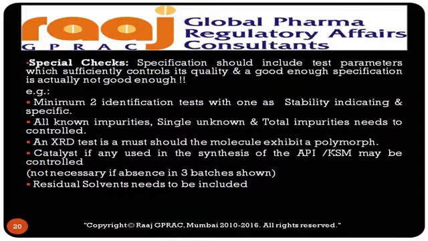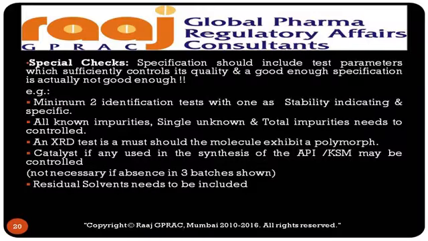Specification should include test parameters which sufficiently control its quality, and a good enough specification is actually not good enough. For example, a minimum of 2 identification tests, with one being stability indicating and specific. So, you have to include 2 identification tests: one by HPLC or any instrumental analysis, and the second could be a chemical analysis, IR spectra or UV spectra. That is a mandatory requirement when we go for the regulated market and under the ICH CTD sections.